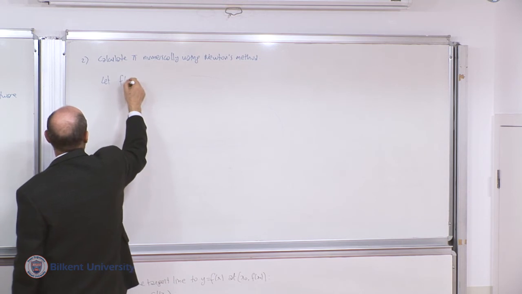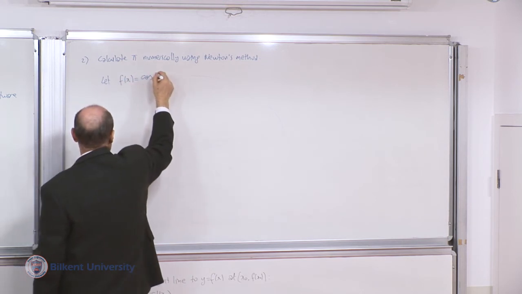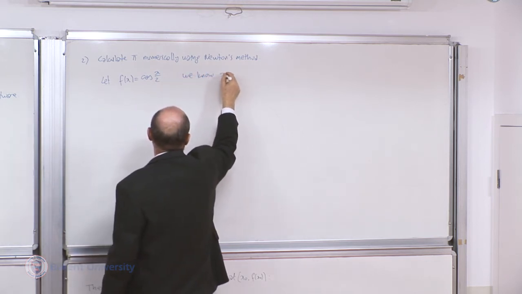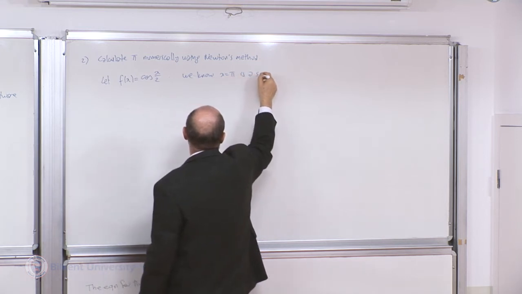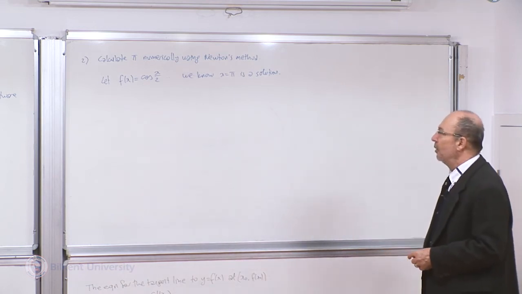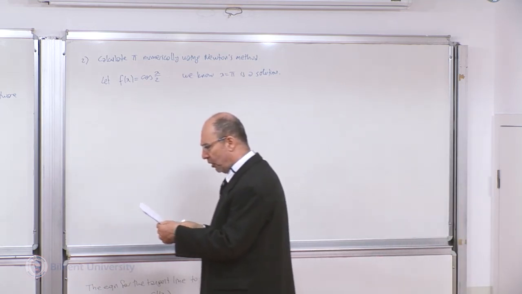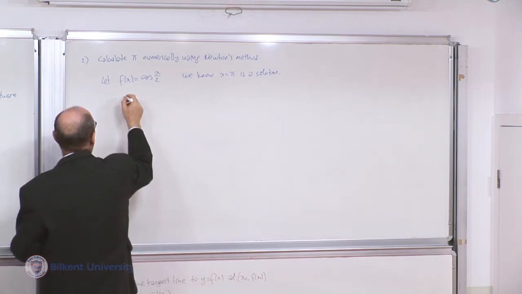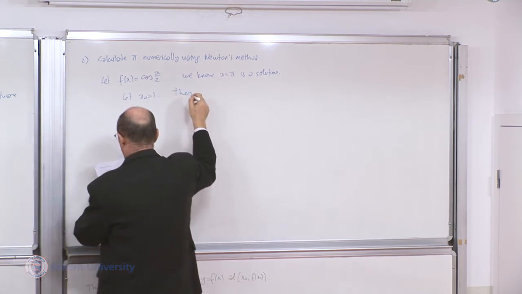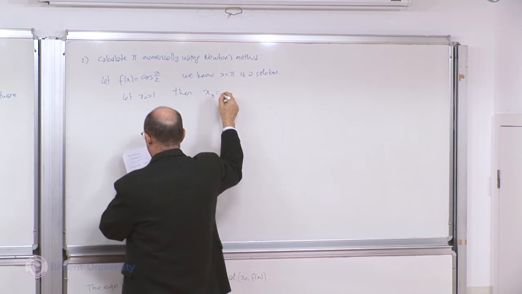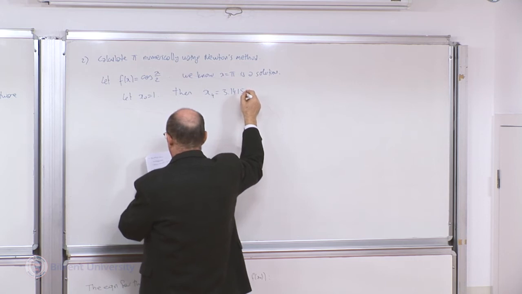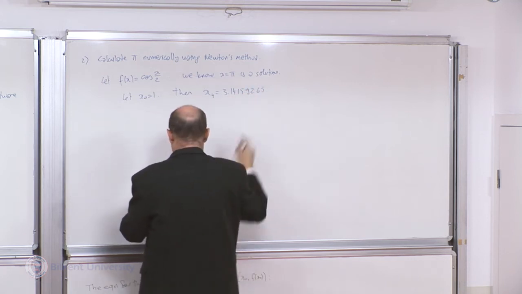Let f of x equals cosine of x over 2. Okay, so we know x equals pi is a solution. Okay, so I think I again began with x equals 1. So let x sub 0 equals 1, then x4 stabilizes at this 3.14, the usual pi number, 9265.